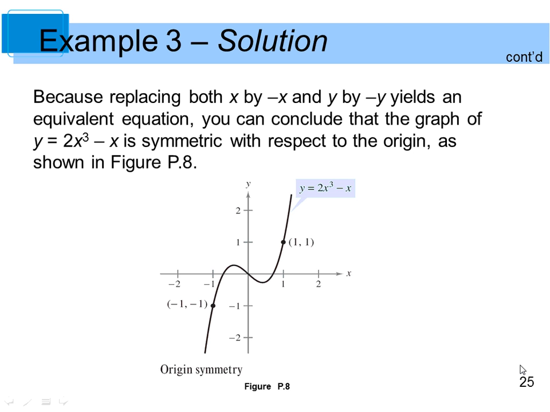This is a picture of that graph. Just by looking at the picture now, is this symmetric to the y-axis? No, not to the y-axis, but is this symmetric to the origin? If you look at this one, 1, 1, its exact opposite is down here, -1, -1. That's an indication of a graph that's symmetric to the origin.